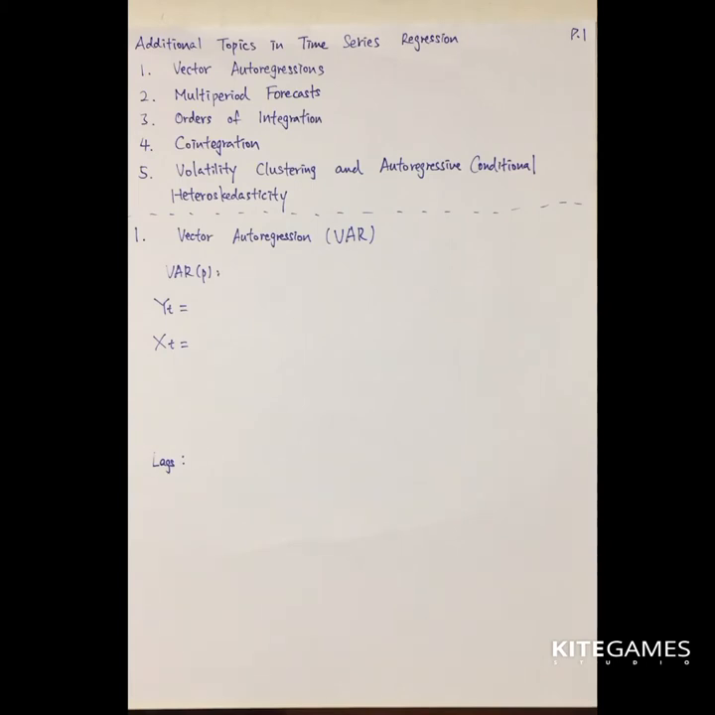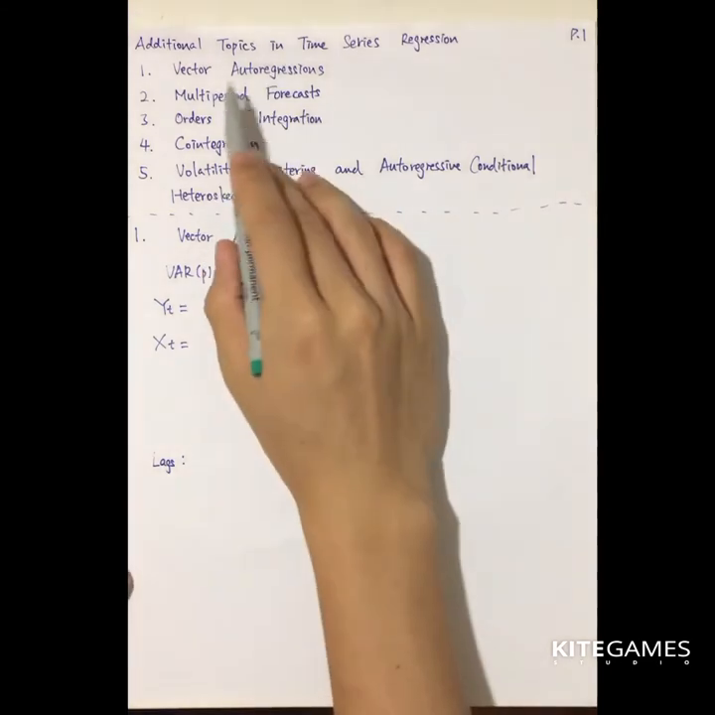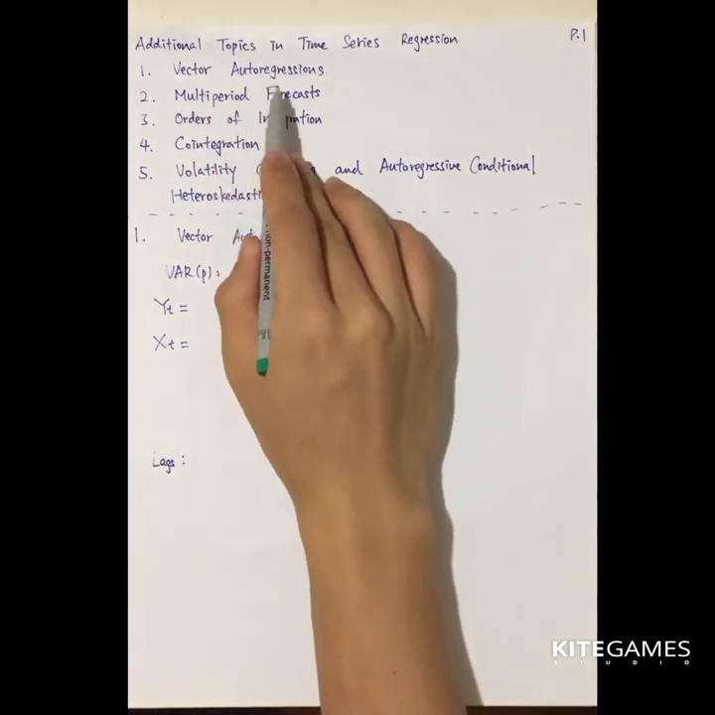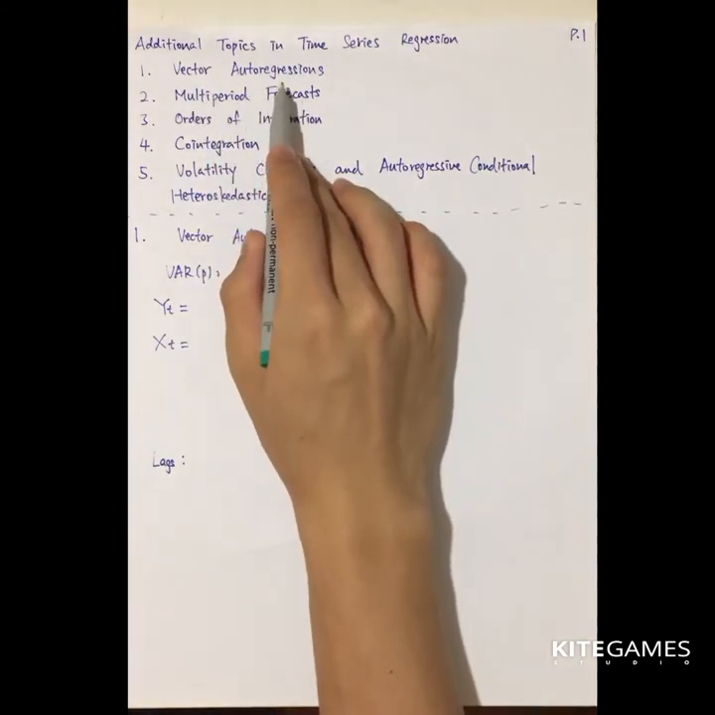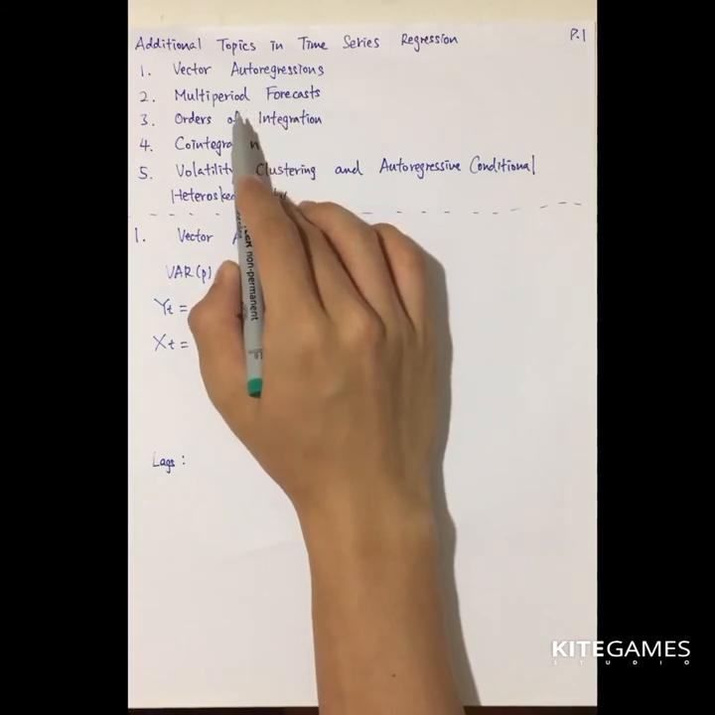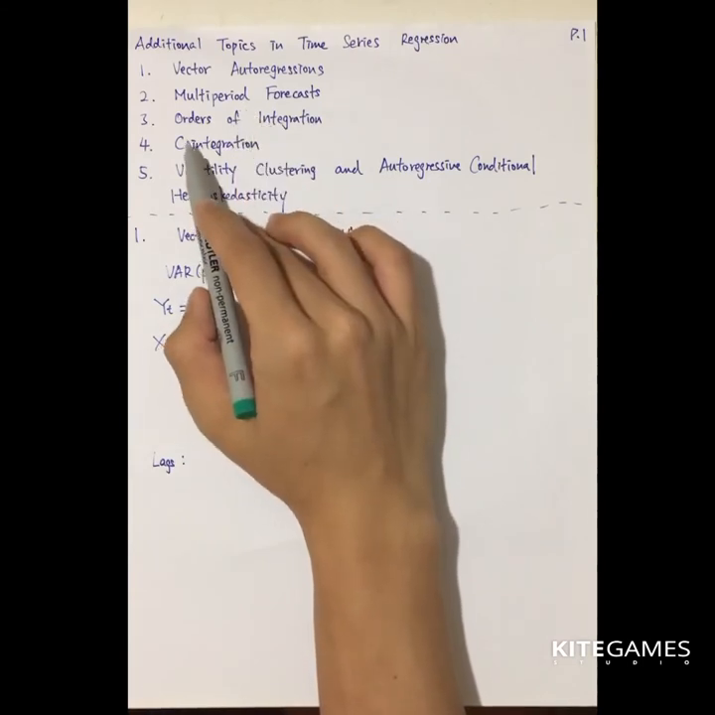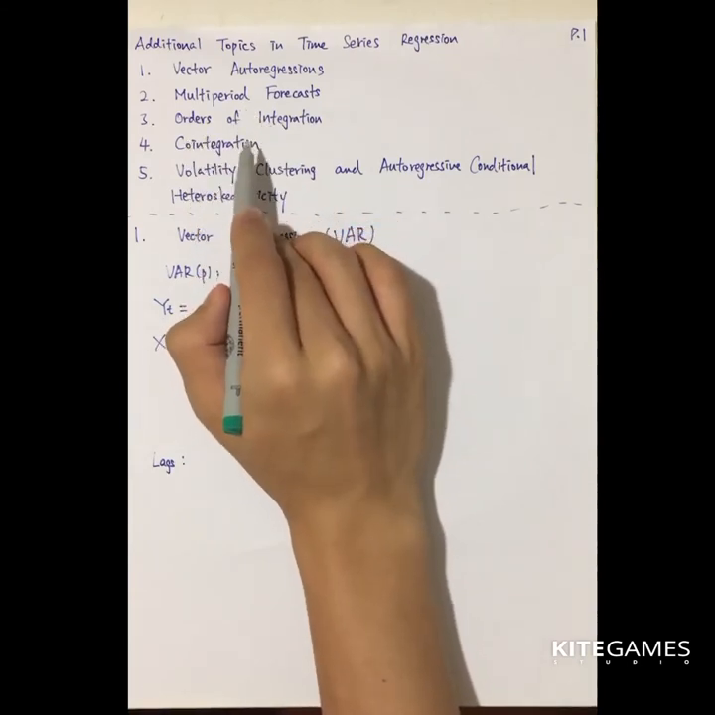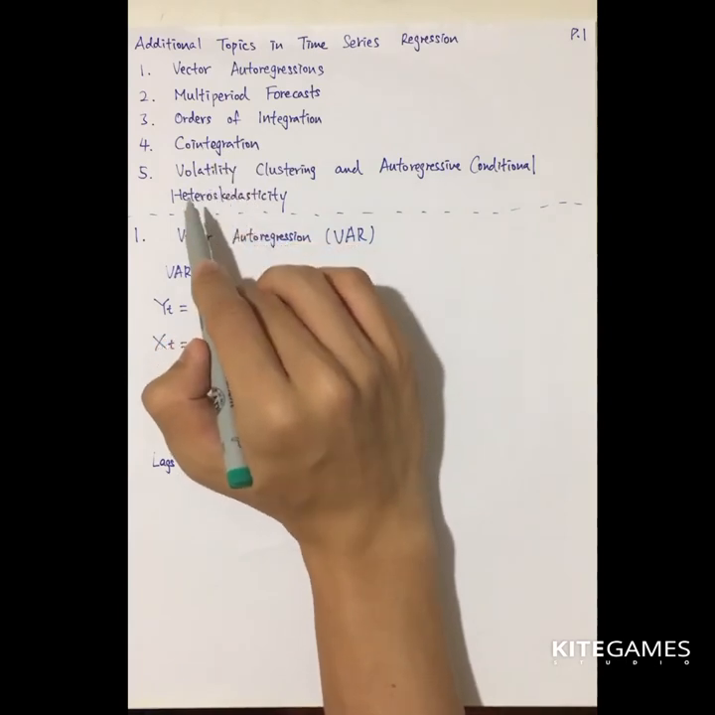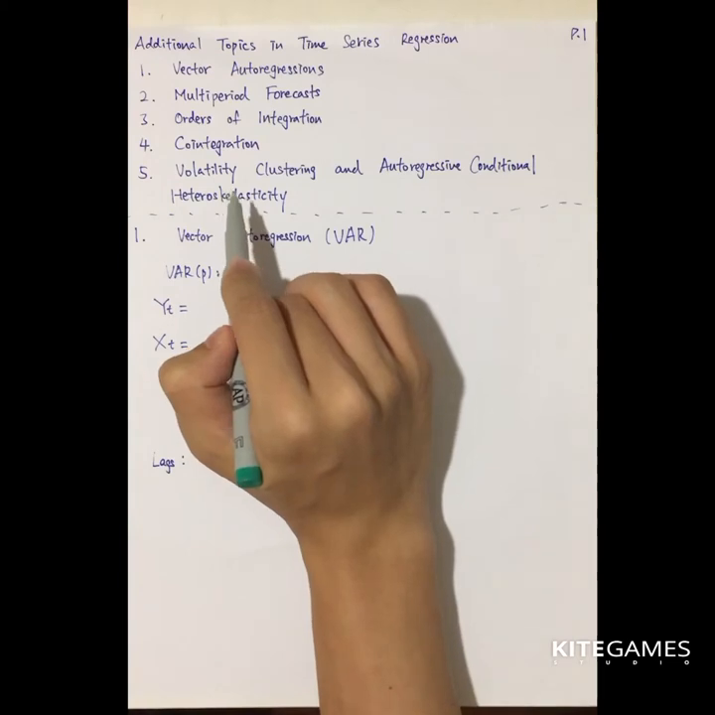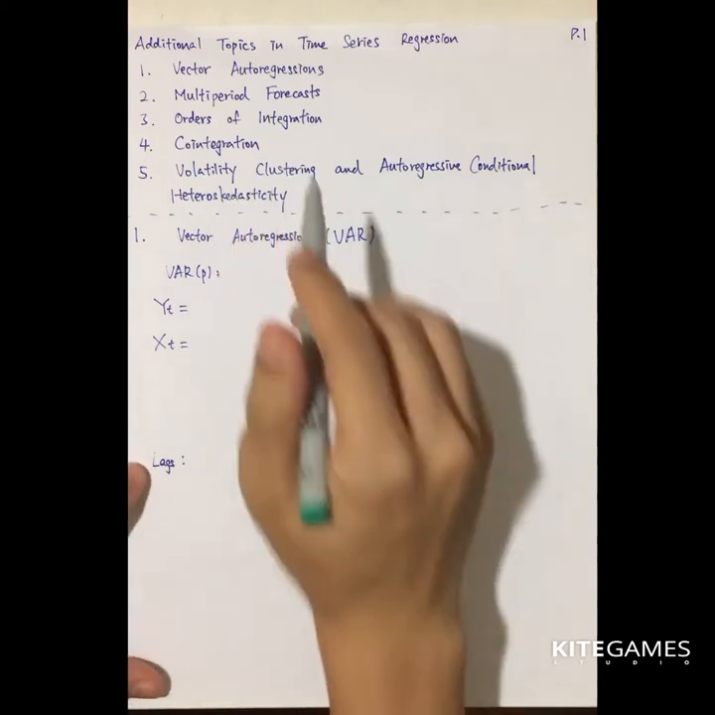Okay, let's get started. Lastly, we talk about the vector autoregression model, in short the VAR model. Second, we will do multi-period forecasting. Next, we will talk about the order of integration and the concept of cointegration. Finally, we will talk about volatility problems and how to model volatilities.